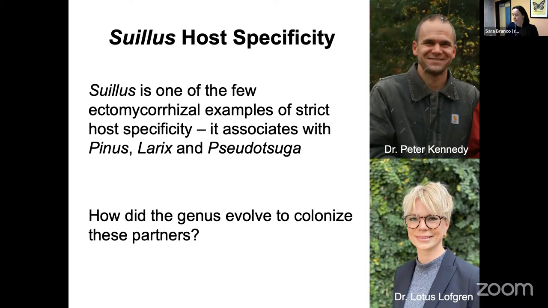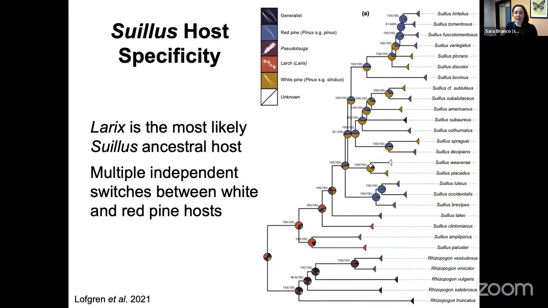How did that happen? And so Lotus grabbed a bunch of genomes that we generated, compiled a genus-level tree, and did ancestral state reconstruction to infer the evolution of host specificity across the genus. And what she found was that some clades of Suillus are specifically associated with specific conifers, for example, Pseudotsuga, white pines, or red pines.